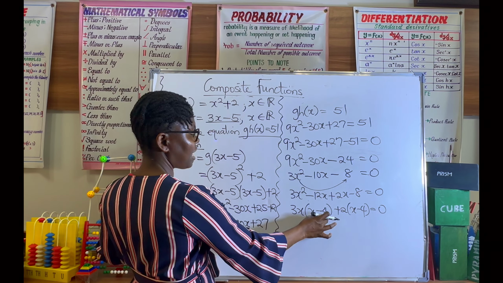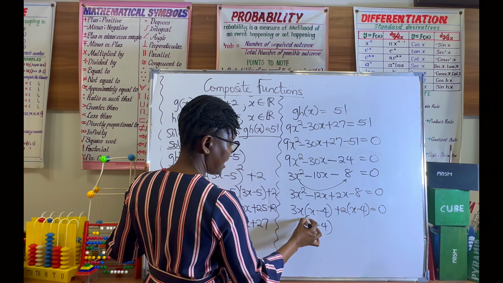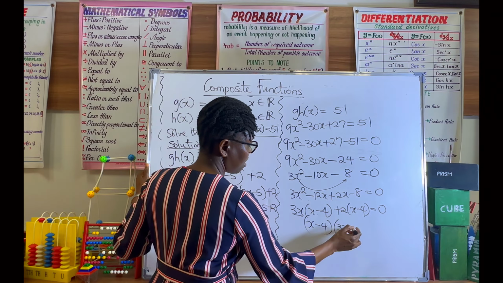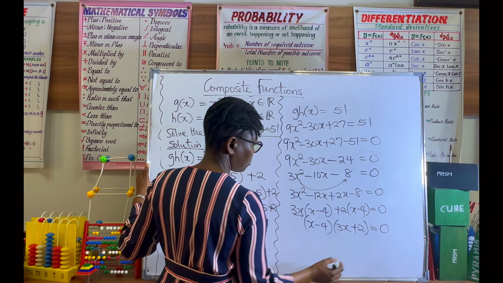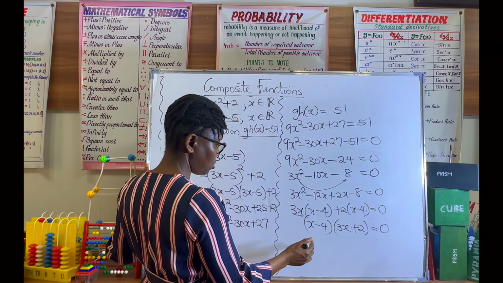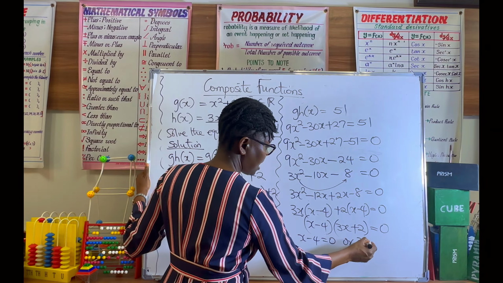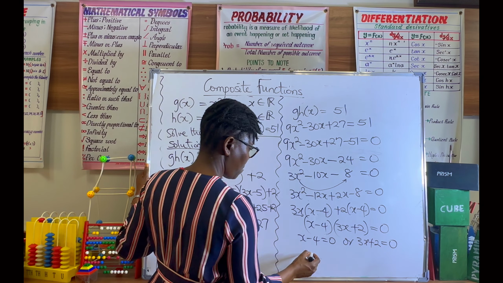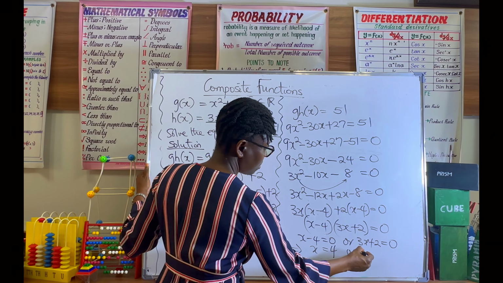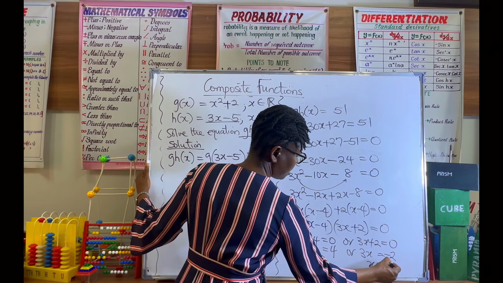And then we factor out x minus 4. So x minus 4 as a factor, we'll have what here? 3x left, and then what do we have here? Plus 2 is equal to 0. If two terms give you a product of 0, that means either of the terms will be 0. So we have x minus 4 as 0, or 3x plus 2 is equal to 0. This implies that x is equal to 4, or 3x is equal to minus 2, and x is equal to minus 2 over 3.